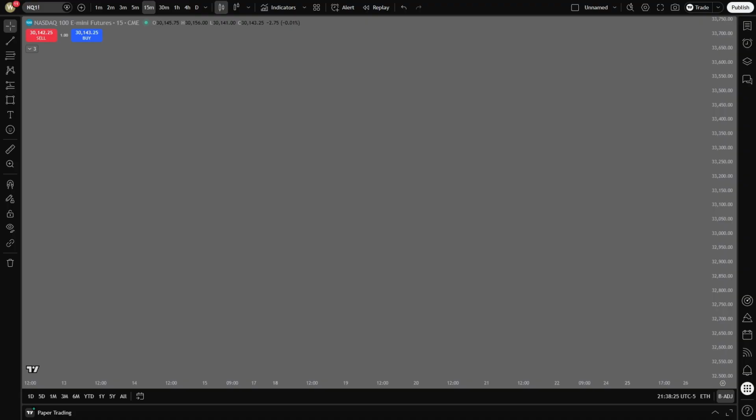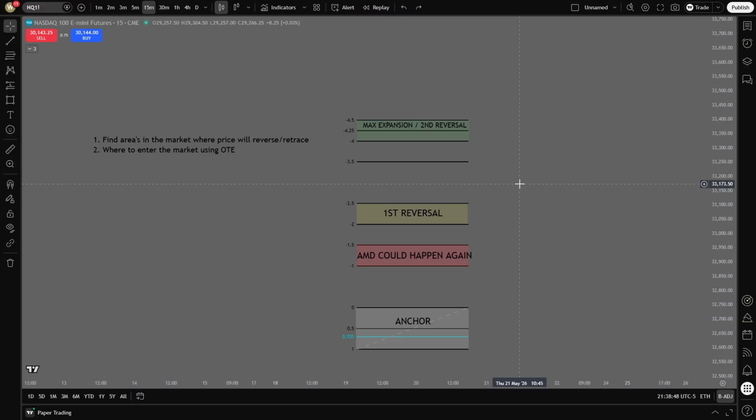So a lot of you guys have been asking me, what exactly is standard deviation? Standard deviation is an ICT concept using the Fibonacci retracement tool to help us find areas in the market where price will either reverse or end up retracing, and it will also let us know exactly where to enter the market with a more precise entry using OTE, or the optimal trade entry. Now, I've drawn up my Fibonacci for you guys.